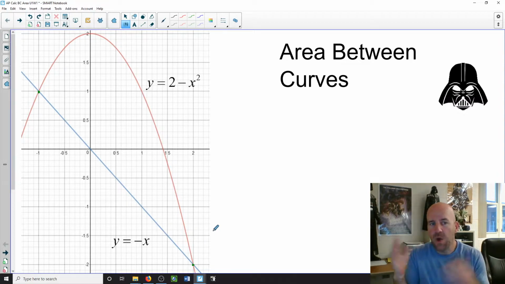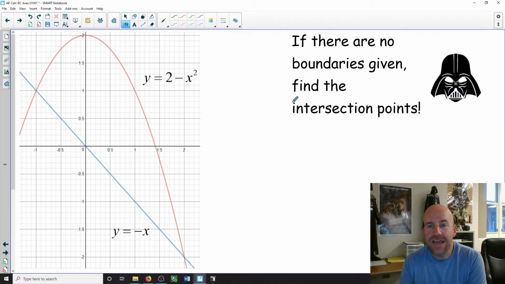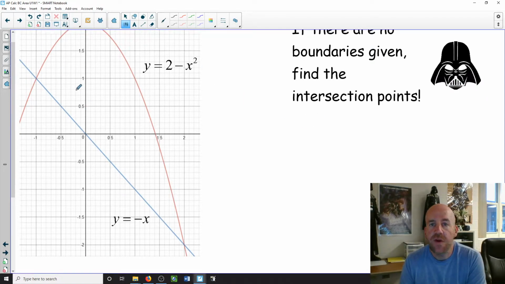Well, what happens when we don't have a calculator or the ability to use a calculator? Well, we have to find these manually. So how do we find them manually? What does it mean to be an intersection of two functions? Well, it's where they're equal to each other. So if we are not given boundaries, and sometimes we are, we have to find them. If two functions are equal, we can set up an equation. We can take the first function, set it equal to the other function.